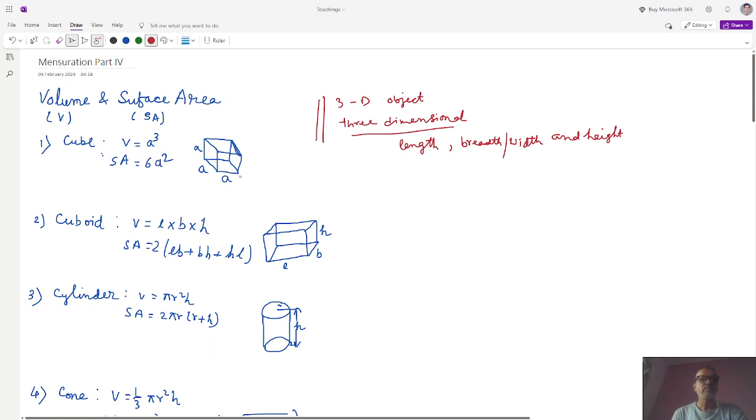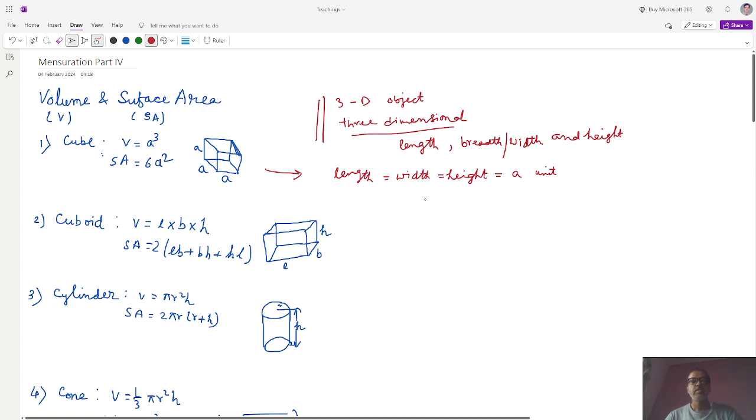Now, what is the volume of a cube? We know that a cube is an object which has all sides equal in length, that is, length equals width equals height equals say a, where a is in centimeters or meters or some such unit.